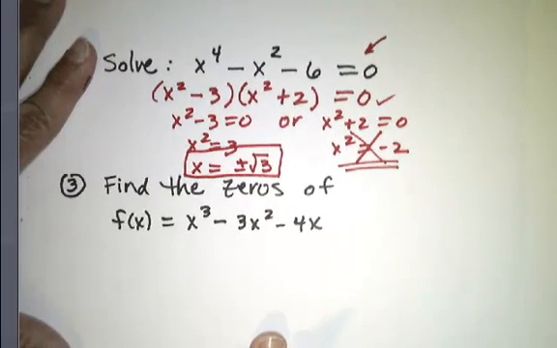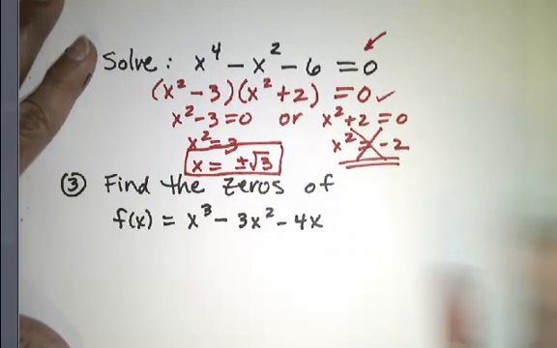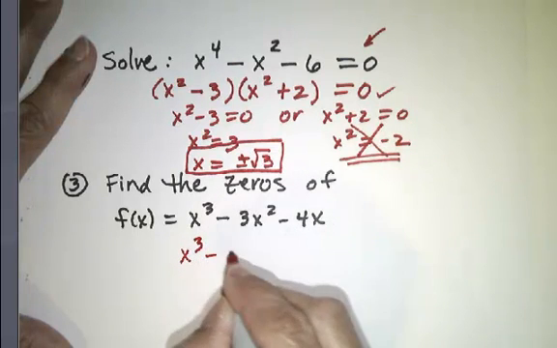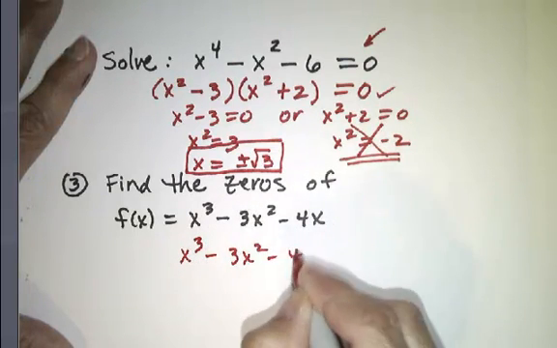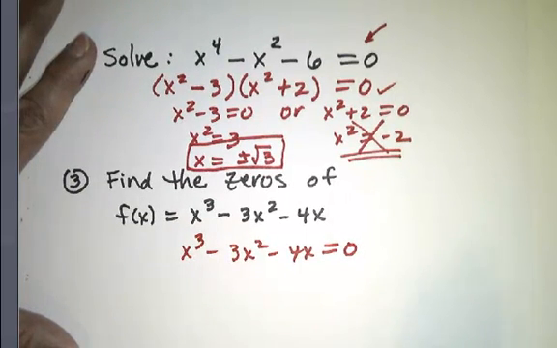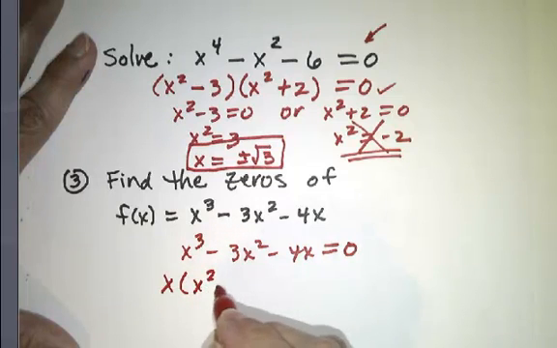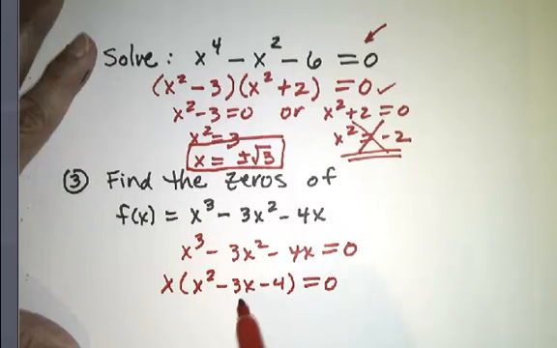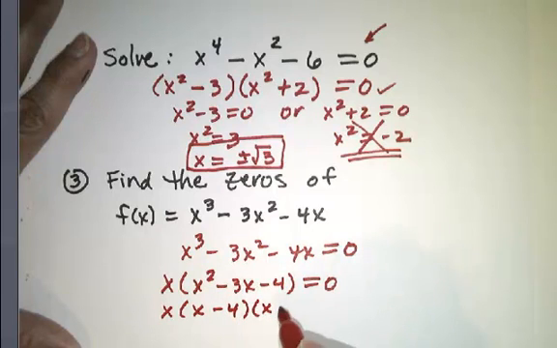Alright, let's look at this last example. Find the zeros of this polynomial. Well, as we've seen, that's equivalent to solving this equation. And if this factors, we're good to go. And it does. I can factor out an x. That leaves behind x squared minus 3x minus 4 equals 0. And if I look further, I see I can factor even more. That is x minus 4, x plus 1 equals 0.